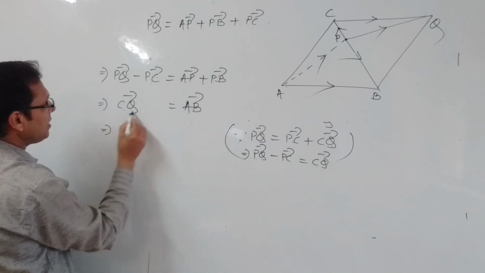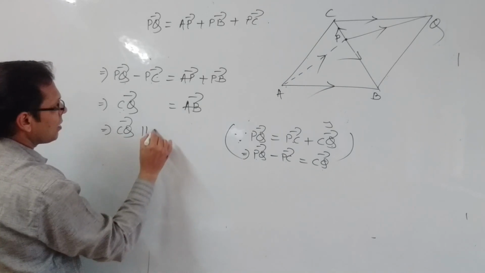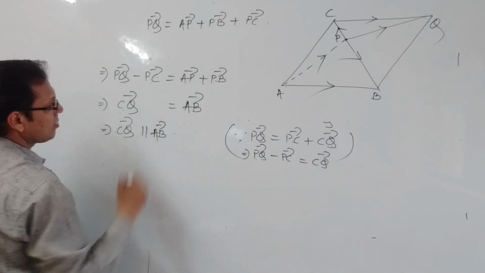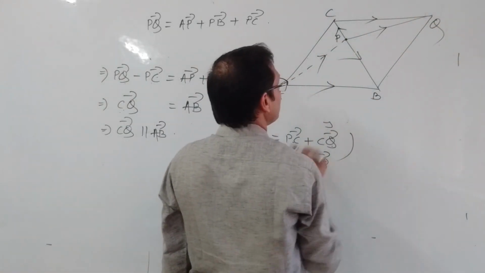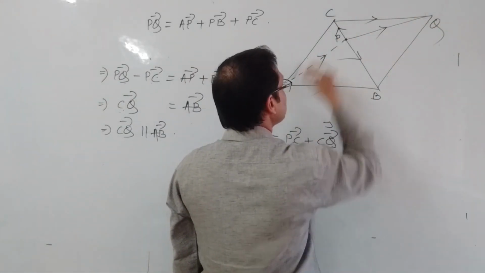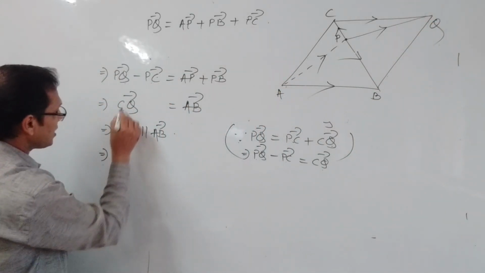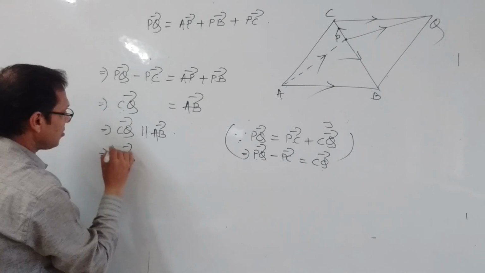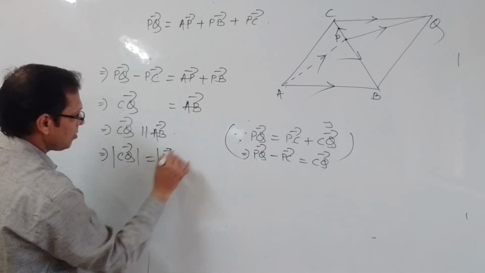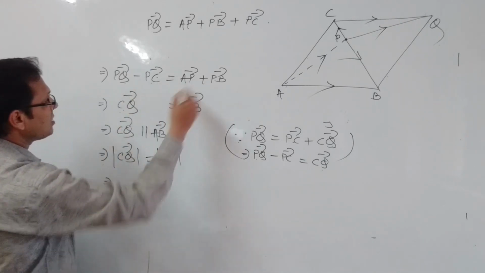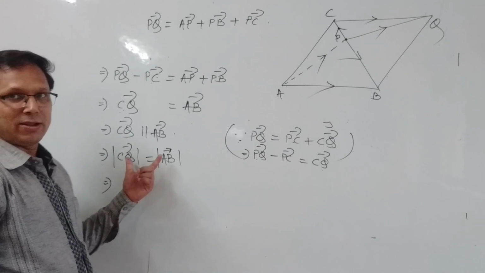CQ is equal to AB, that means CQ is parallel to AB. Likewise, you can prove AC parallel to BQ, or you can take the modulus: CQ modulus is equal to AB modulus. Then ABQC is a parallelogram, since opposite sides are parallel and equal.